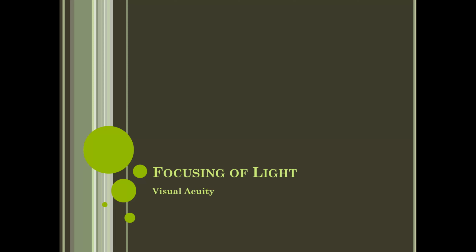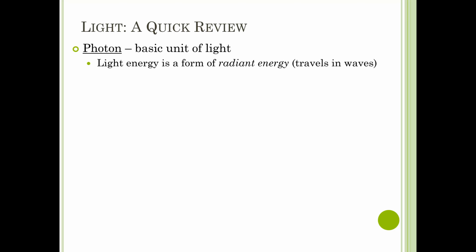In this section, we'll look at the focusing of light, and then we'll talk about visual acuity. So first, a quick review of what light is. A photon is the basic unit of light. Light can act as both a wave and a particle, so we call a single packet of light a photon.